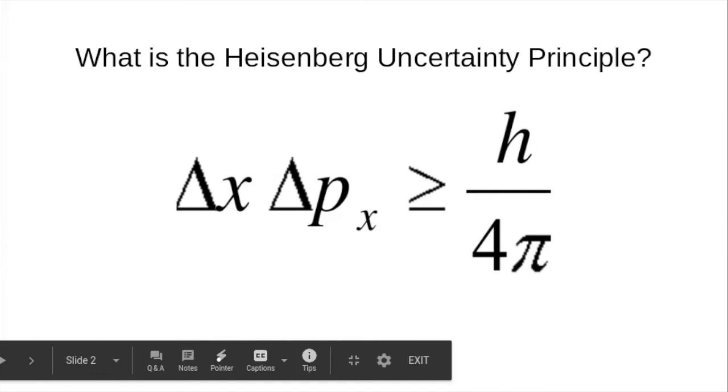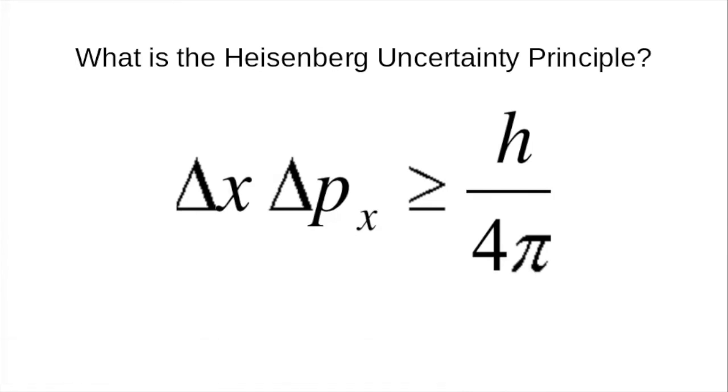The Heisenberg uncertainty principle. So what is the Heisenberg uncertainty principle? The uncertainty principle, also called the Heisenberg uncertainty principle, was created by the German physicist Werner Heisenberg. It states that the position and the velocity of an object cannot both be measured exactly at the same time, even in theory. The Heisenberg uncertainty principle can be represented in the following equation.